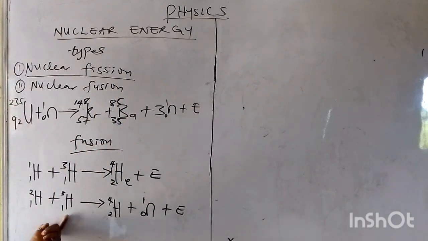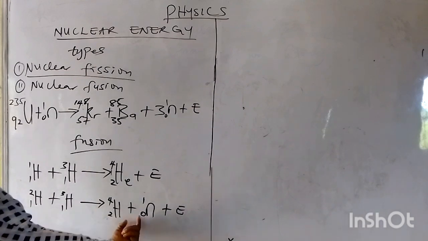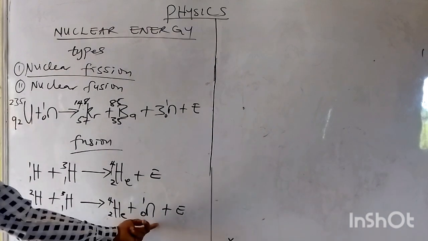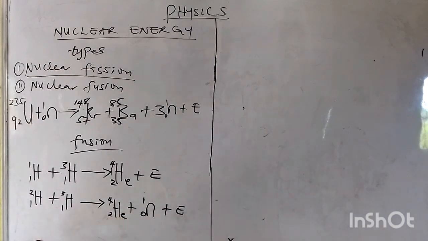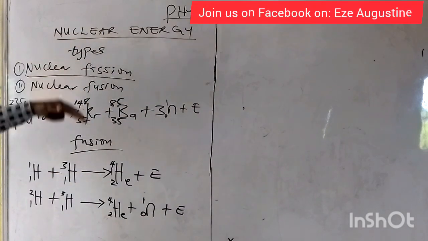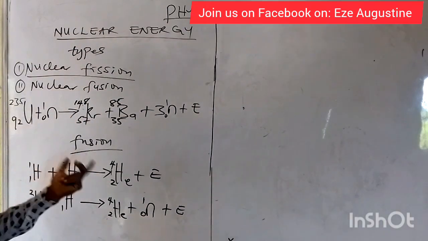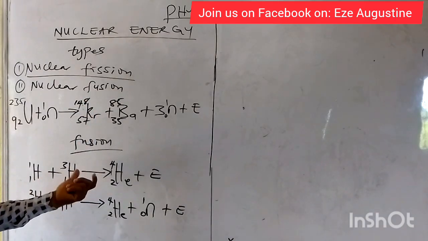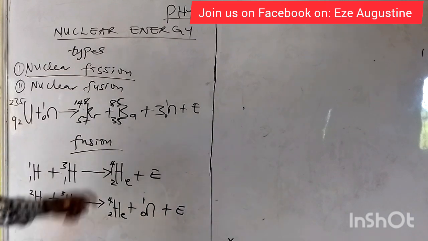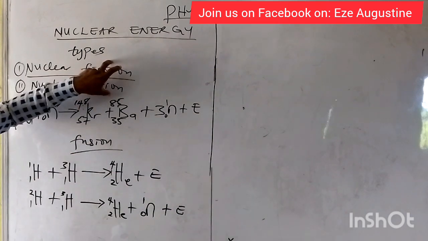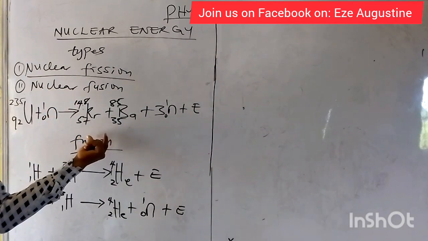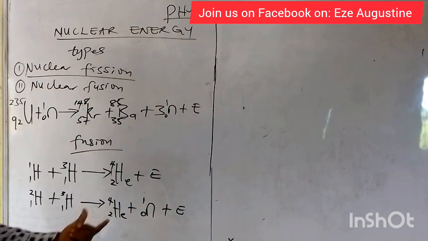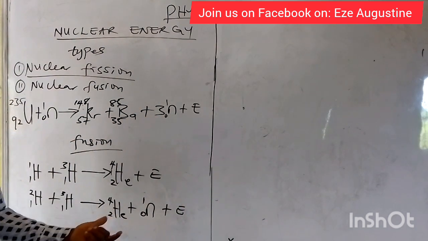So these two are lighter elements, while this one, especially this, is a heavier element plus this. Now, if we compare fission and fusion, the difference between the two is that fusion is human friendly and environmentally friendly, whereas fission is not environmentally friendly because it has to do with splitting of elements, and especially with these three neutrons.